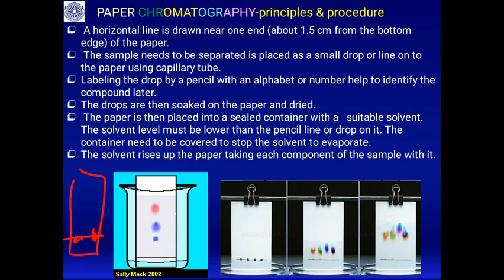Then the paper is placed in a sealed container. Here you will see the sealed container, and the paper has to be hung like this in it with a suitable solvent. The solvent level must be lower than the pencil line. You will see the pencil line here, and the solvent is just below it. The container needs to be covered to stop the evaporation of the solvent. The solvent rises up.